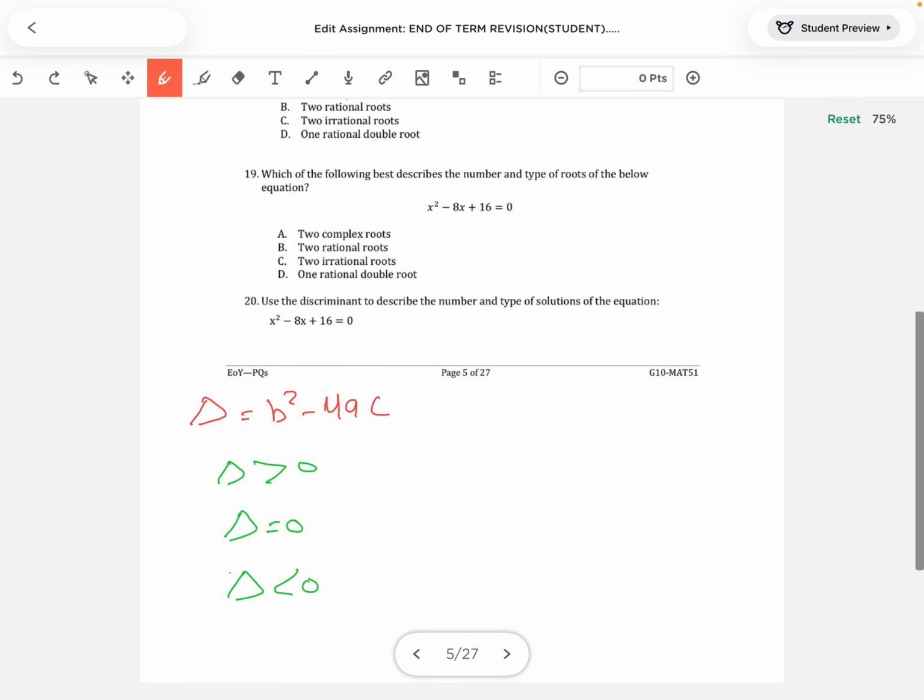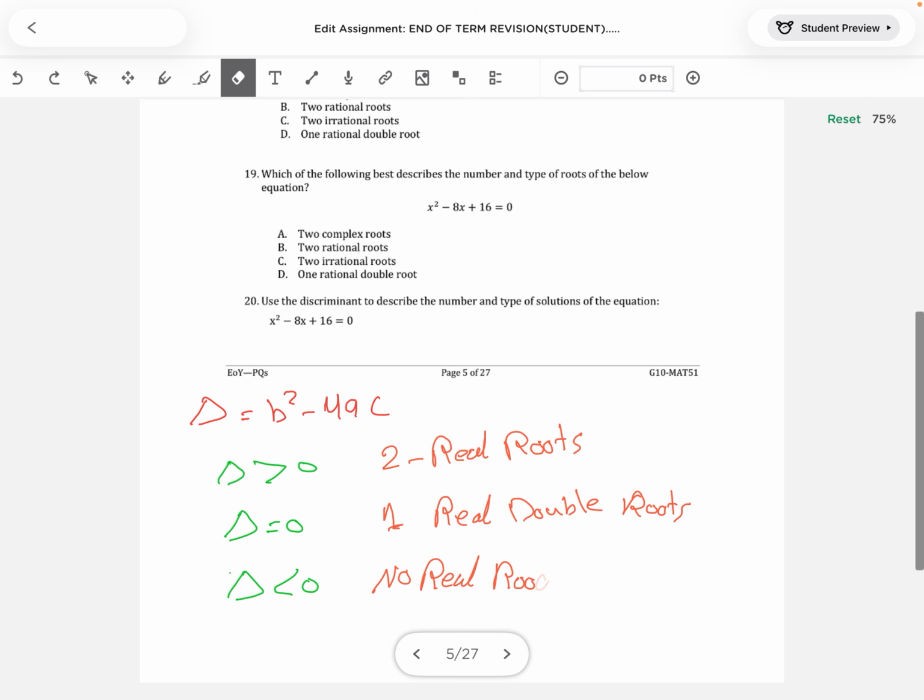If the discriminant is greater than 0, I have two real roots. If it is equal to 0, I have one real double root. Less than 0, I have no real roots, and we call it two complex roots.